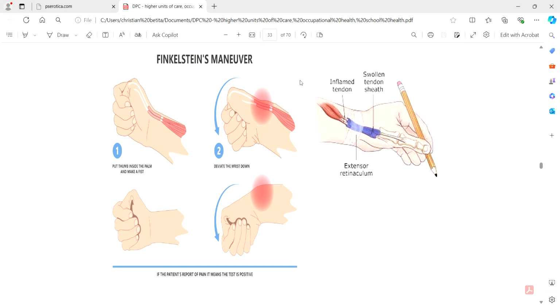So this can be diagnosed using the Finkelstein maneuver, which is illustrated here. So you simply make a fist like so, and you deviate the wrist down. This should cause pain dito sa tendons. This is usually commonly seen in people who write a lot.